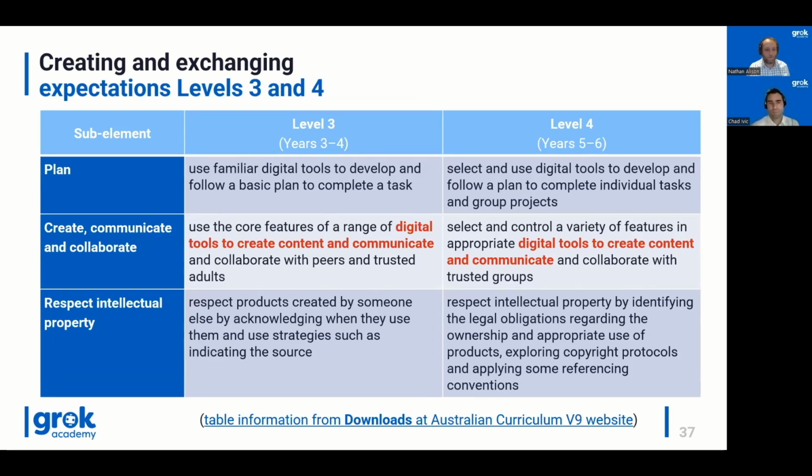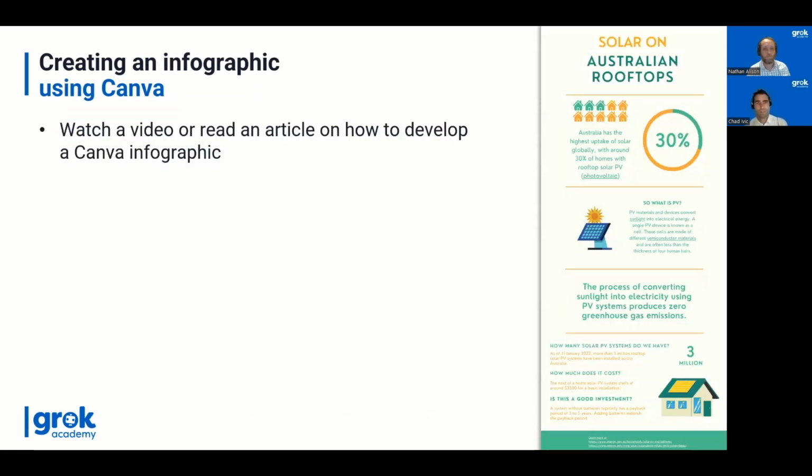Okay, yeah, so the next sub-element, I'm going to focus on create, communicate, and collaborate. So using digital tools to create content and communicate what's being created to the audience. So just students, you might be doing HASS, or you might be doing science, and looking at renewable energy and solar, or how much solar we have on Australian rooftops. So it's a bit of a process to go through to learn how to produce an infographic. We actually decided to use the platform Canva. They do have a free tier, and I was really impressed with how fun it was and quick to knock up an infographic that you can see on the right.